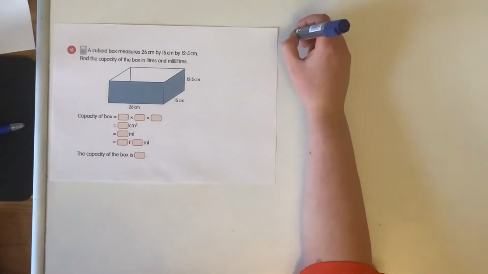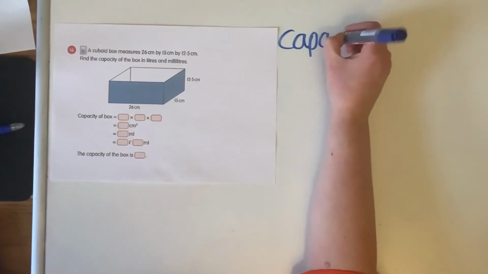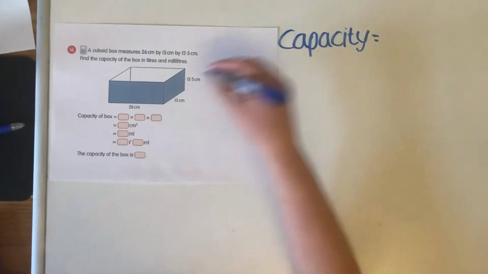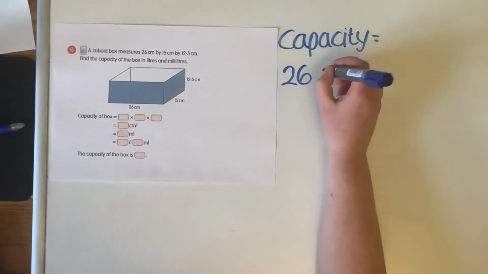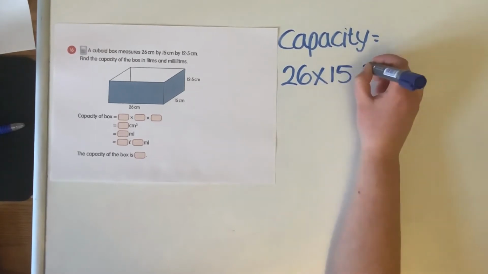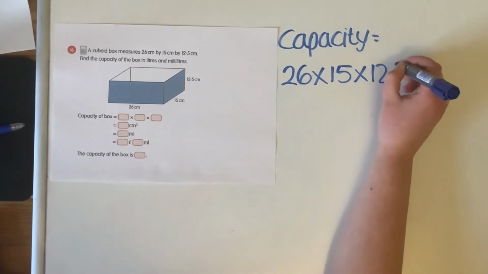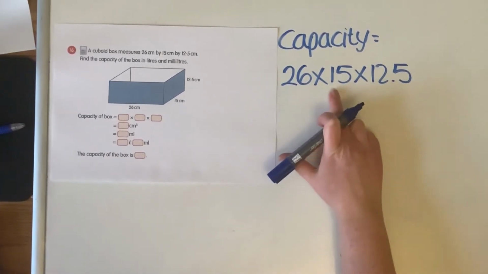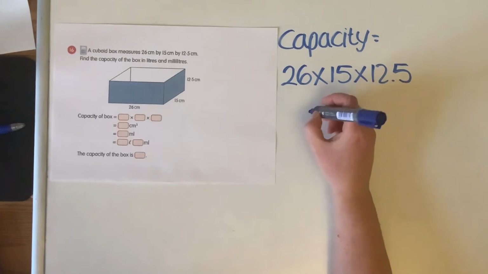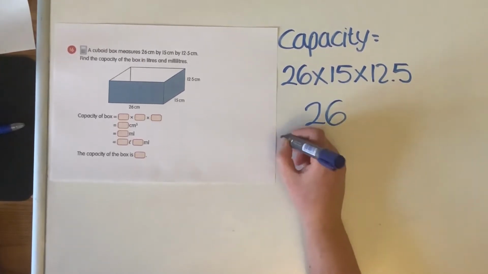So to find the capacity of the box, what I need to do is the length times the width times the height. So I'm going to do 26 times 15 times 12.5. Okay, so I need to break this down first. First thing I'm going to do is 26 multiplied by 15. So I'm going to set that out in my multiplication method.